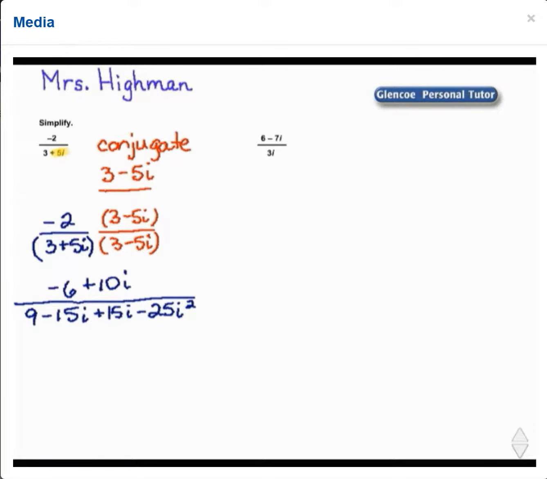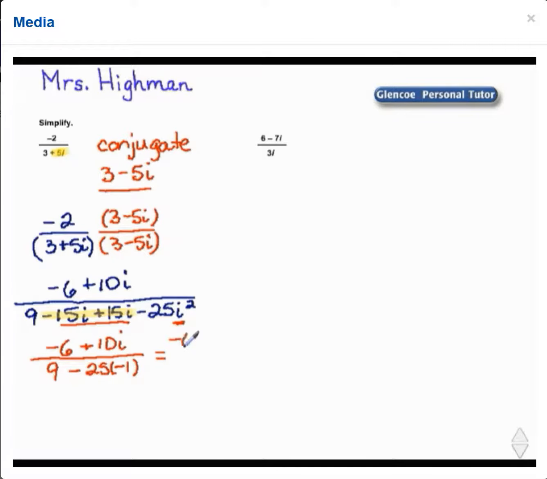So now we notice in the denominator we have a negative 15i and a positive 15i, and so that's going to cancel each other out. That equals 0. So now in our numerator we have negative 6 plus 10i, and in the denominator we have 9. This now is 0. We have minus 25i squared. Well, i squared is equal to negative 1. So we have really minus 25 times negative 1. So we can simplify a little further.